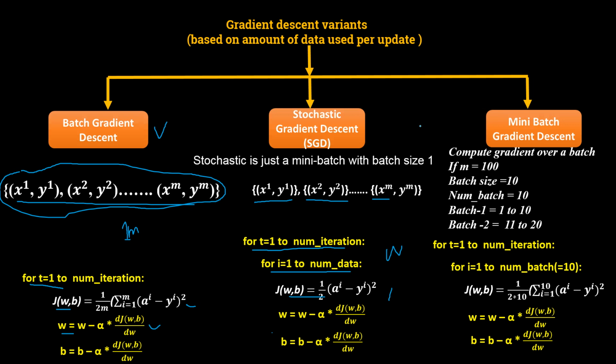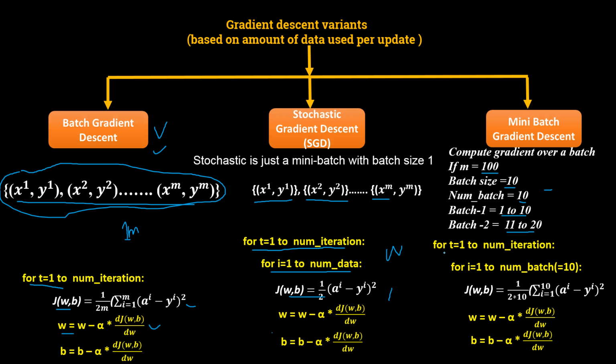So the best solution is to go for mini batch gradient descent, where instead of just taking one example or taking the whole dataset, we'll take a batch of examples. Suppose there are a total of 100 examples in our training data, and we take them in batches of 10. So there will be 10 batches, and each batch will have 10 examples. Batch 1 will have examples 1 to 10, batch 2 will have 11 to 20, and so on, and batch 10 will have 90 to 100.